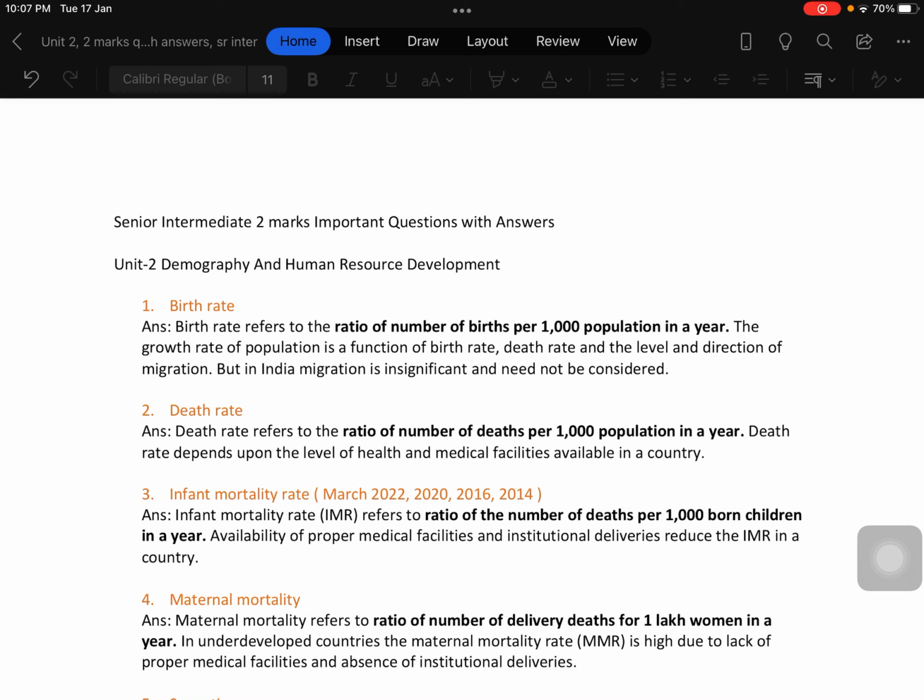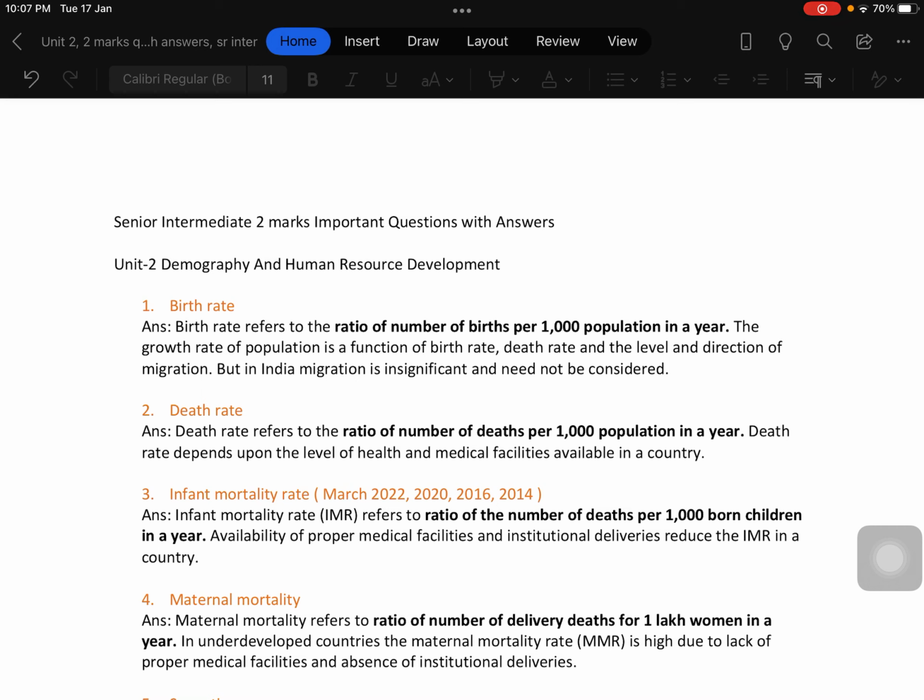So birth rate refers to the ratio of number of births per 1000 population in a year. That is, out of the total population, taking 1000 people, how many births are happening in a particular country in a year. So that is the meaning of birth rate. That is, it refers to the ratio of number of births per 1000 population in a year.